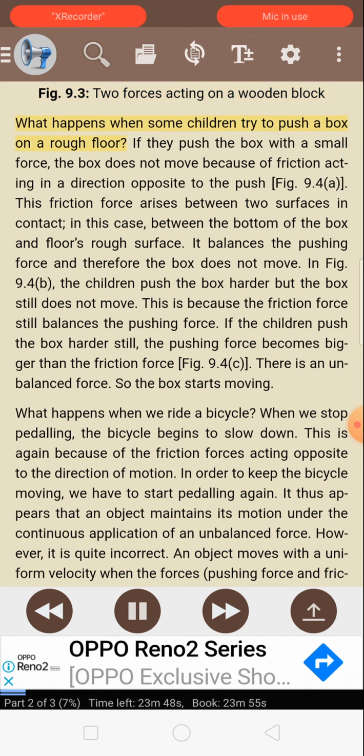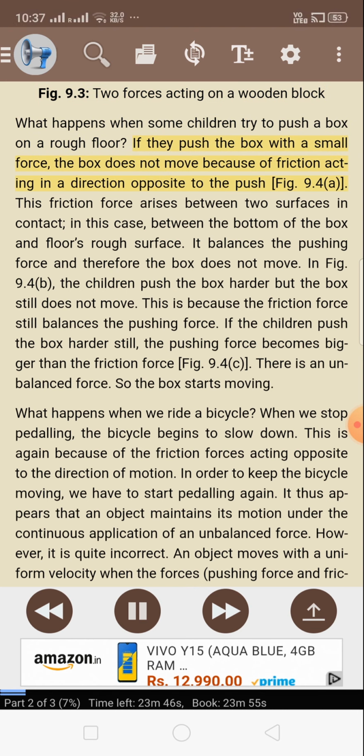What happens when some children try to push a box on a rough floor? If they push the box with a small force, the box does not move because of friction acting in a direction opposite to the push. Figure 9.4. This friction force arises between two surfaces in contact, in this case between the bottom of the box and the floor's rough surface. It balances the pushing force and therefore the box does not move.